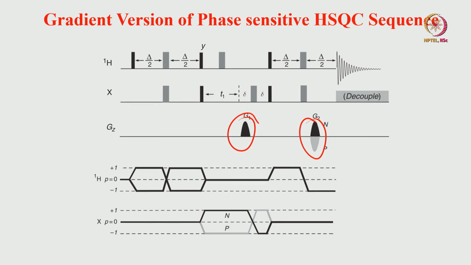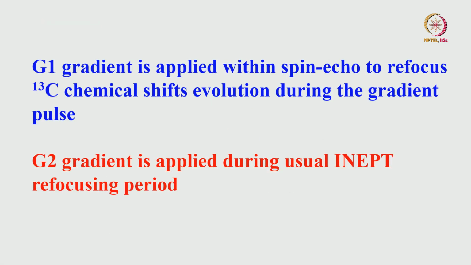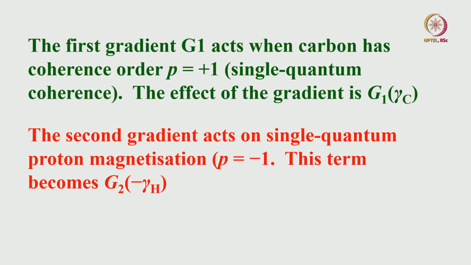And that is an interesting thing. See, everything remains the same, but the only difference is that after the T1 period, after the 180 pulse, we use what is called an echo-like sequence. During this echo time, one pulse is applied, and here another gradient pulse is applied. That was very important. The G1 gradient is applied within the spin echo to refocus the carbon-13 chemical shift, and G2 is applied during the INEPT refocusing period.